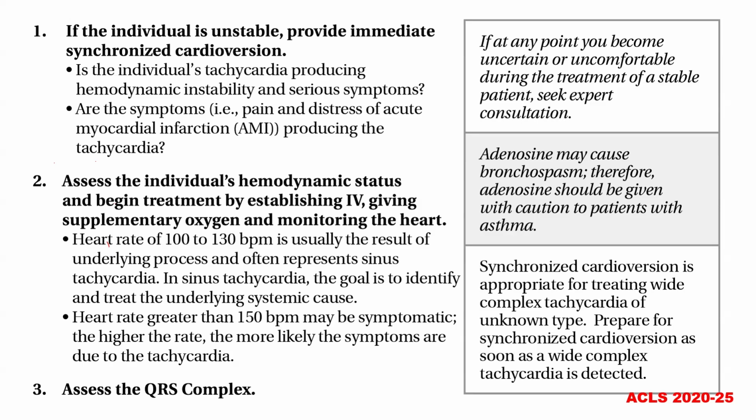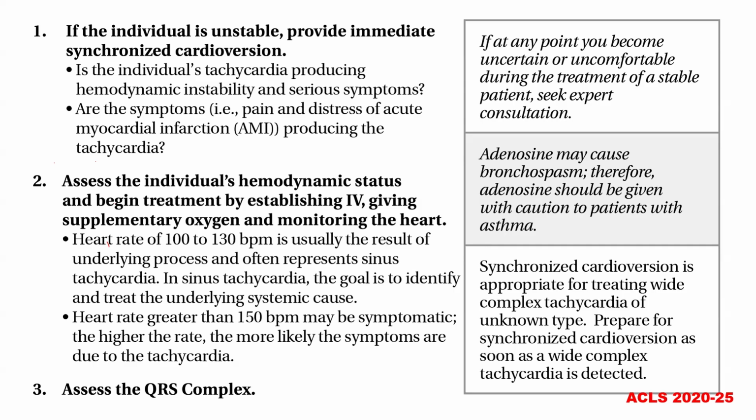A heart rate of more than 150 beats per minute may be symptomatic. The higher the rate, the more likely the symptoms are due to tachycardia. These numbers are just for adults. In children, the rates are different, which we will discuss in subsequent seminars. Another important part is to assess the QRS complex. If at any point you become uncertain or uncomfortable during the treatment of a stable patient, seek expert consultation.